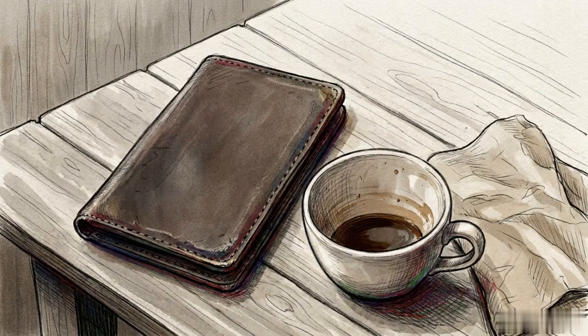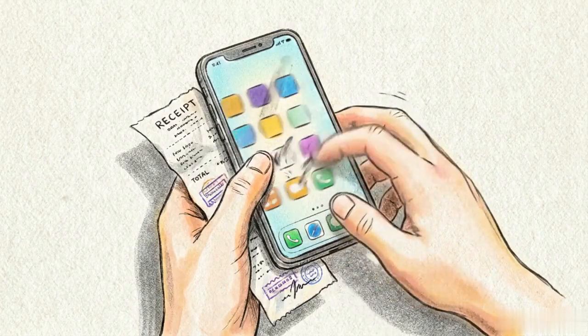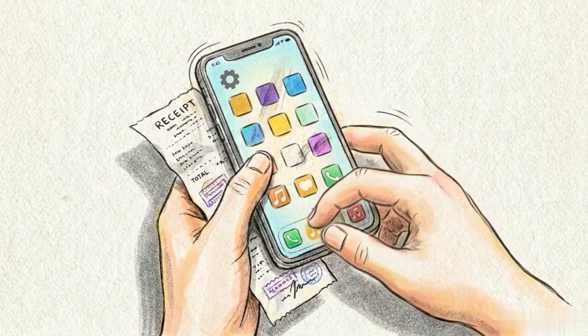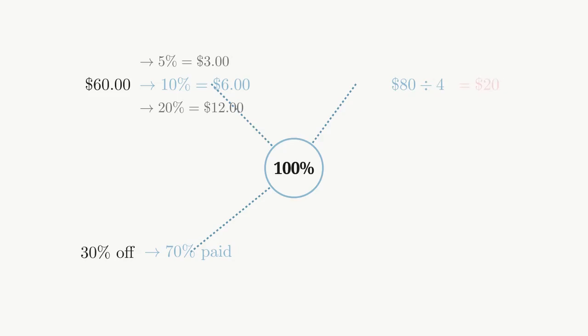You finish your meal, the waiter drops the check, and suddenly you're staring at the total, fumbling in your pocket for your phone to open the calculator app. You're going to learn how to bypass that awkward pause entirely. Today, we're going to break down how to instantly calculate exact tips and final sale prices directly in your head.